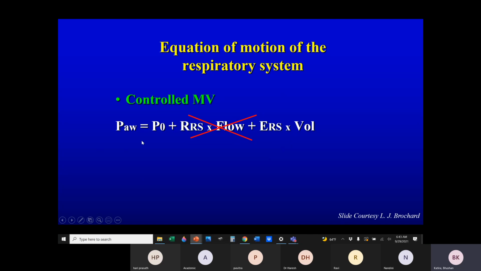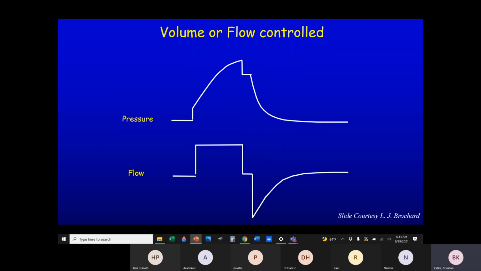More will be the alveolar pressure. This makes sense. Okay. Now let's go to this slide. This is trying to make it more clinically relevant. That was more physiologic, but this is how it will be at the bedside on the ventilator.